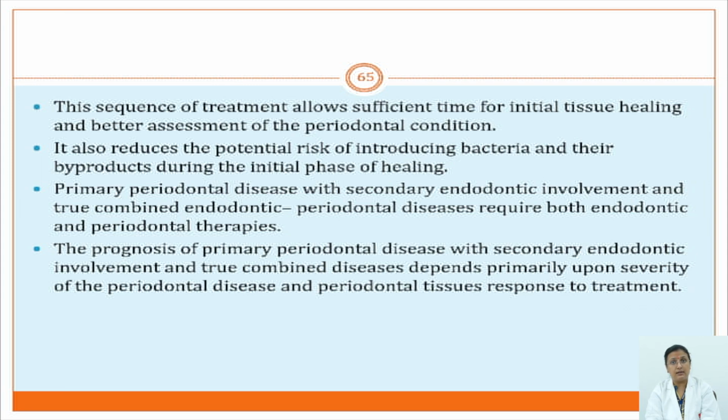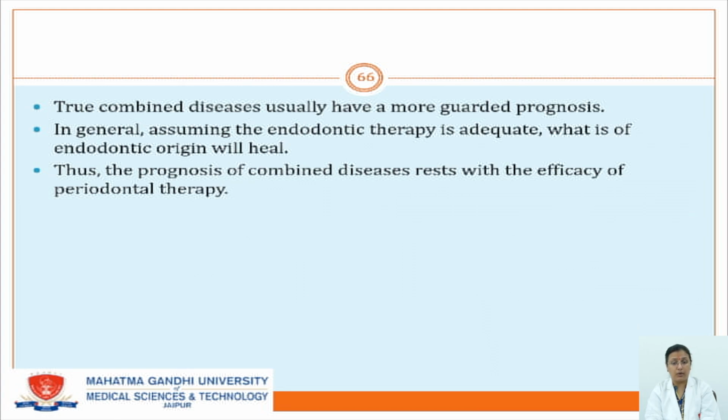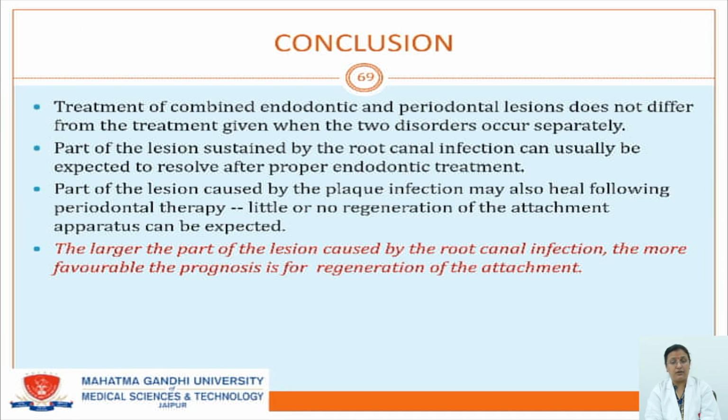Primary periodontal disease with secondary endodontic involvement or true combined diseases require both endodontic as well as periodontal therapies. The prognosis of these conditions depends primarily upon the severity of the periodontal disease and the periodontal tissue response to the treatment. True combined diseases usually have a more guarded prognosis, in general assuming endodontic therapy is adequate. So basically, the larger the part of the lesion which is caused by root canal infection, the more favorable will be the prognosis as for regeneration of the attachment.